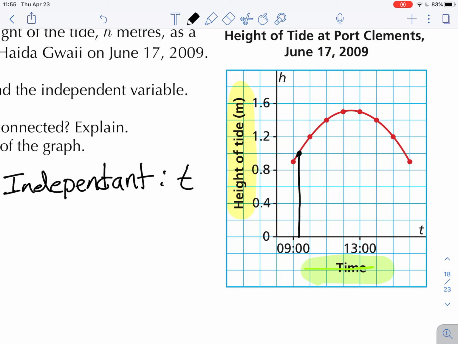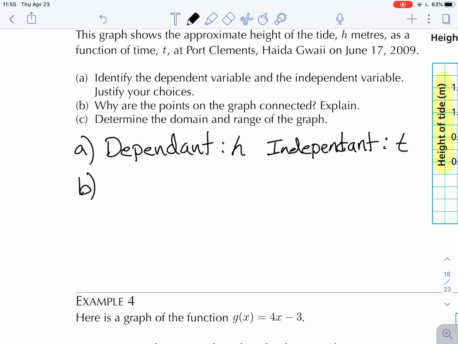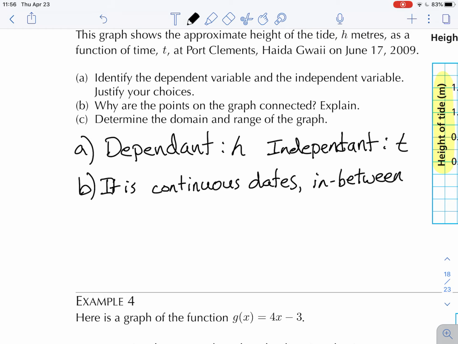Letter B, why are the points on the graph connected? So at any point in time here, it makes sense that there would be a height of the tide. Right? At 9 o'clock, at 9:05, at 9:10, at 9:30, at any in-between values, it makes sense that there's a height. So the points of the graph are connected because it is continuous data. And I always use the phrase, in between values make sense.